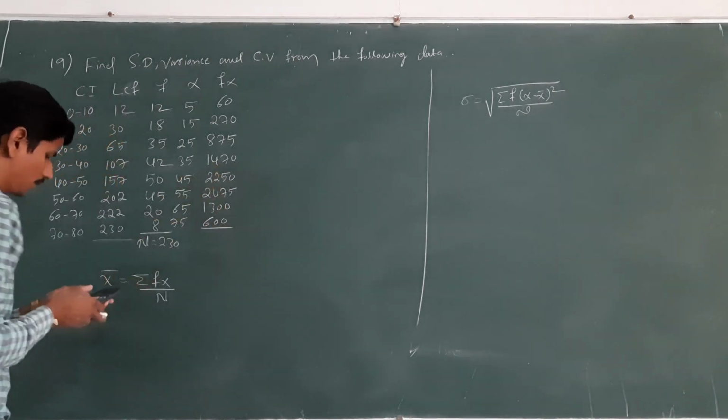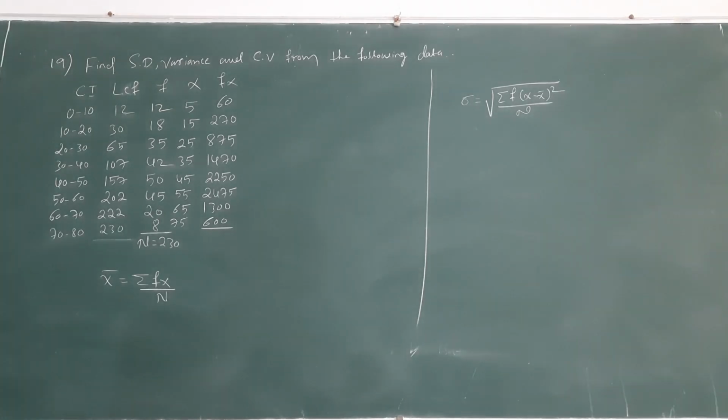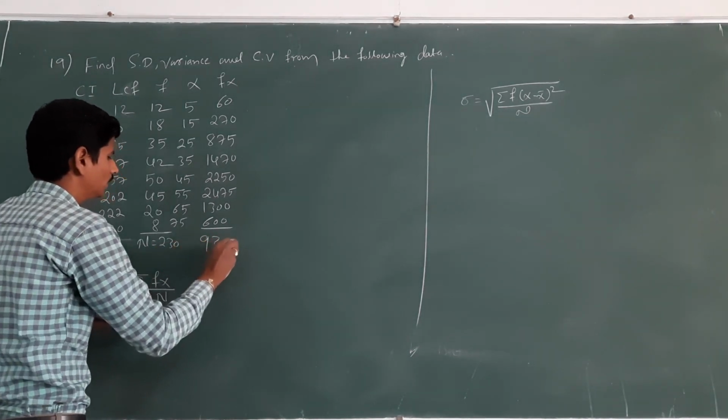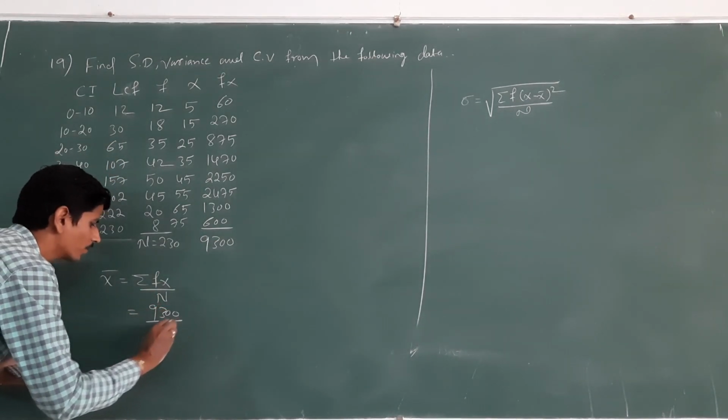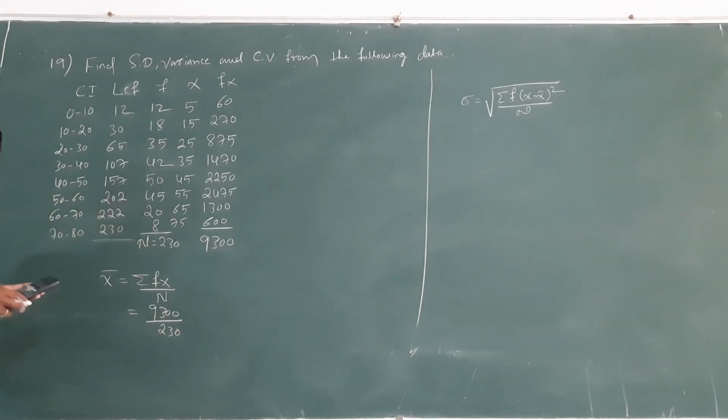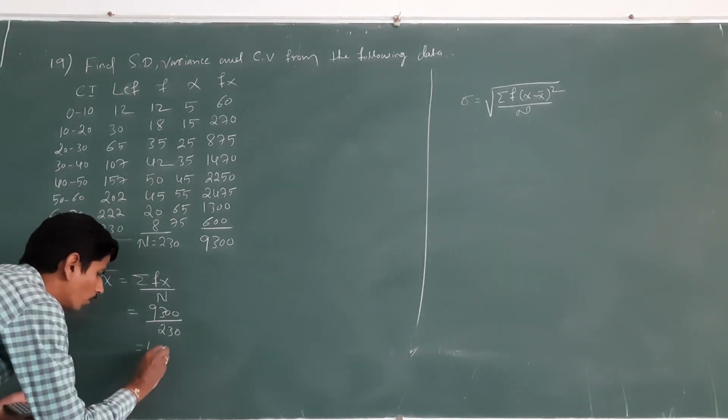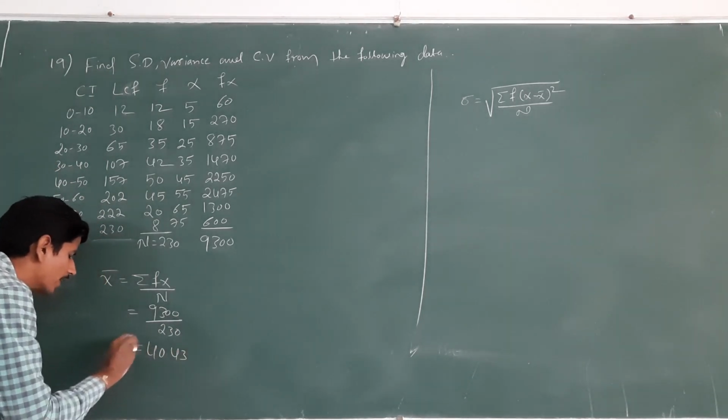We want sum of fx, that is 60 plus 270 plus 875 plus 1470 plus 2250 plus 2475 plus 1300 plus 600. Then we will get 9300. Here x bar is sum of fx; substitute the values, 9300 divided by 230. Then we will get x bar equal to 40.43. 40.43 is the x bar value.